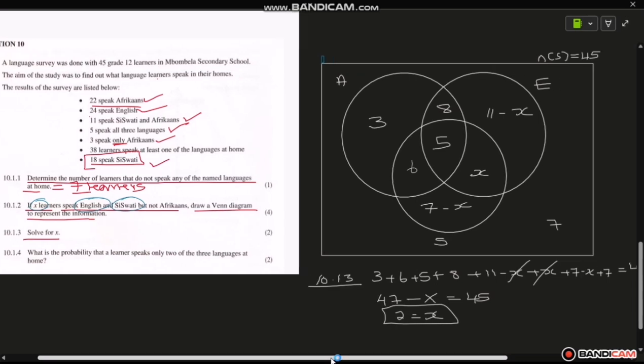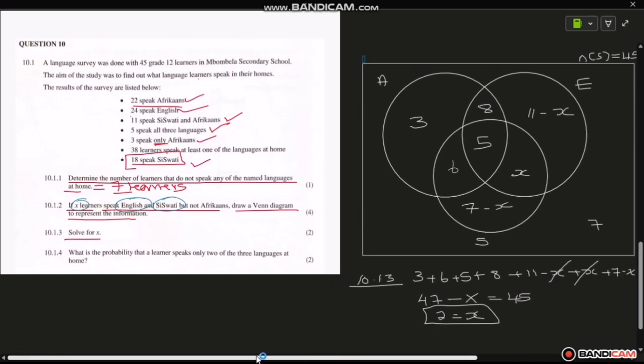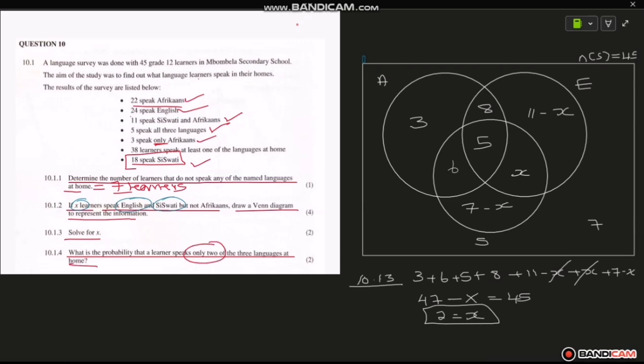So this is very, very important. Okay, now 10.1.4. Okay, I hope you understood this. Okay, let's continue. Now, what is the probability that the learner speaks only 2 of the 3 languages at home? So this only 2 is very important. So we're going to take the intersections, not the intersection of the intersections. So these ones that I'm marking here, we're going to add them and divide them by the sample space. Then that will be our answer. This is only 2. Hence I'm saying go and watch that video, the first video here in our channel. We explained all these things.